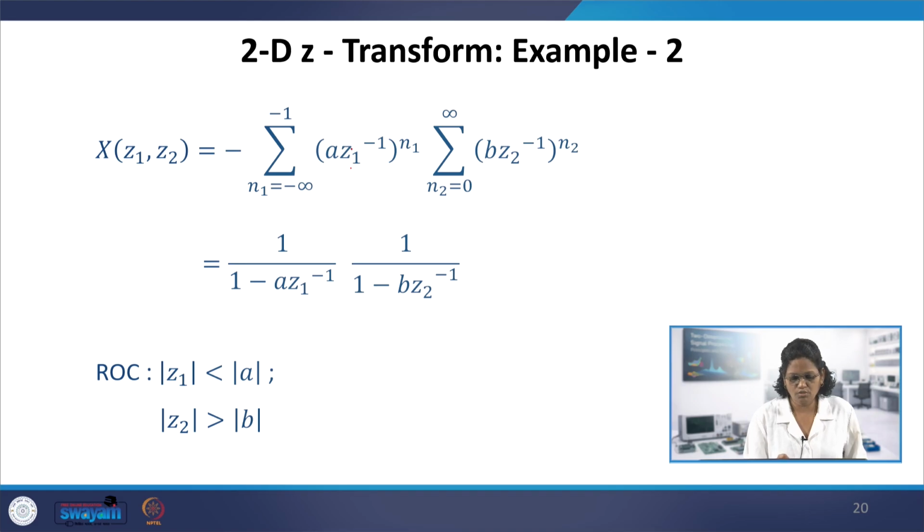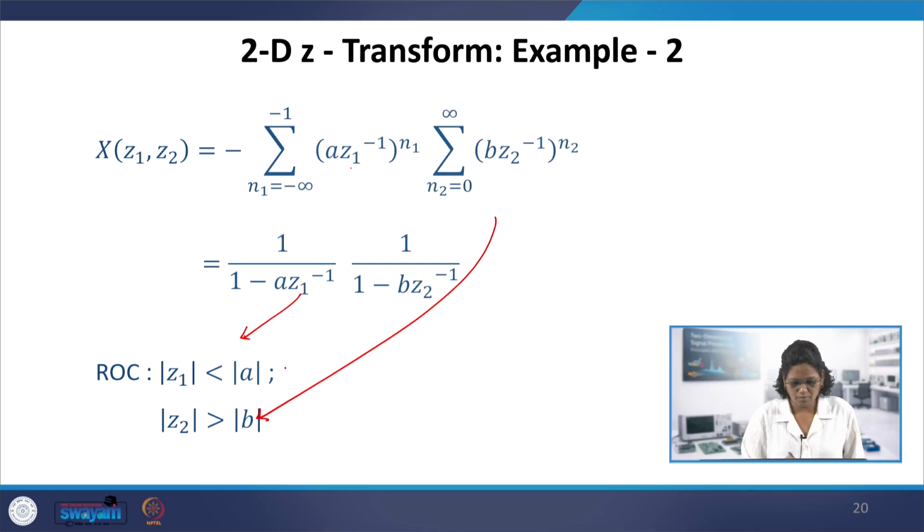In that case, a inverse z1 power minus 1 is less than 1. Okay, so if we change it to m, the negative n indices, so the z1 we obtained from this case, z1 is less than a. So note the change for the left-sided sequence, what we are just extending to the 2D sequences as well. So this is for the left-sided sequence, and this one is for the right-sided sequence where z2 is greater than b.